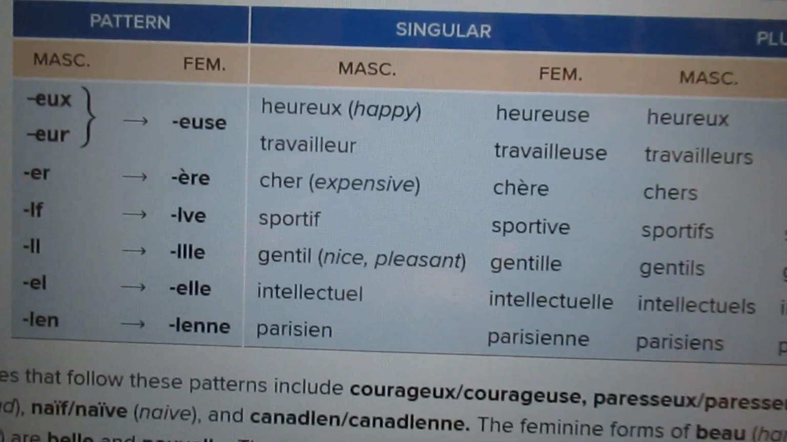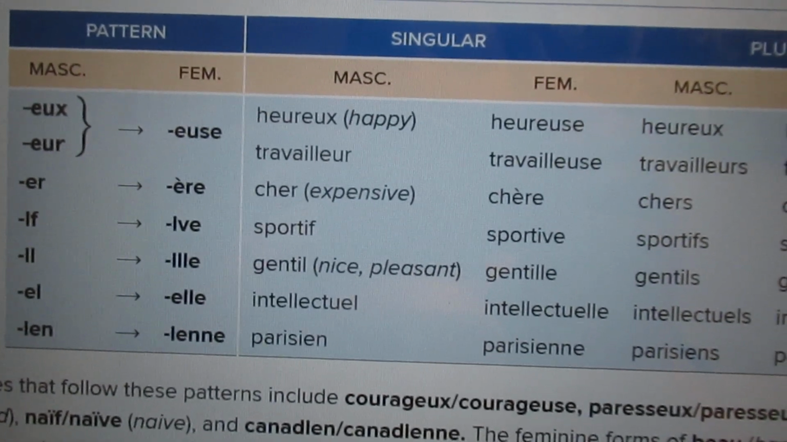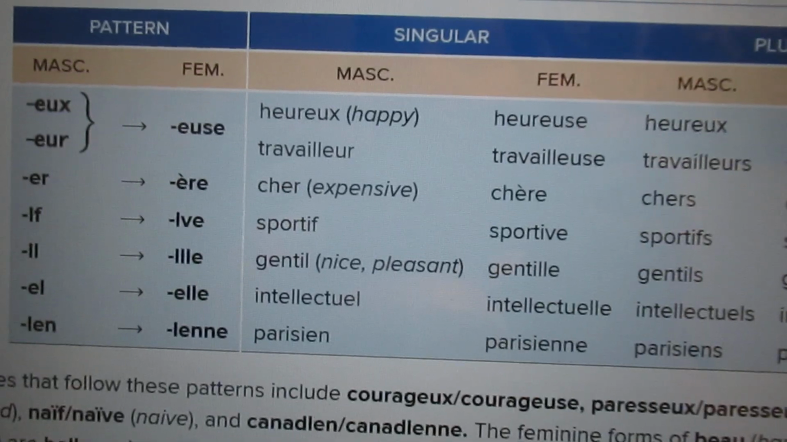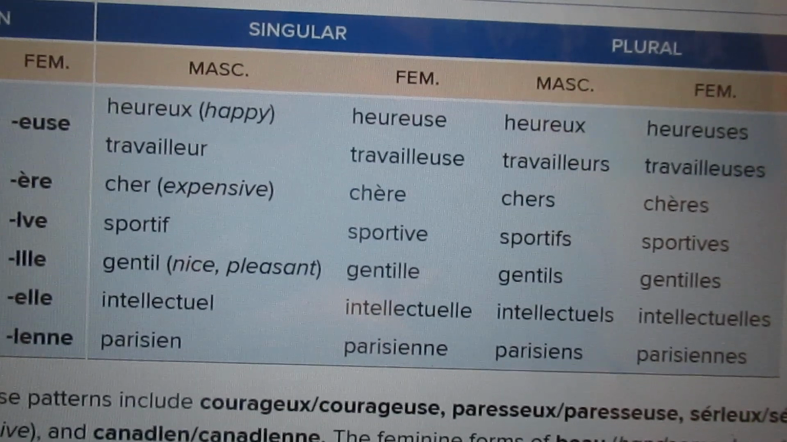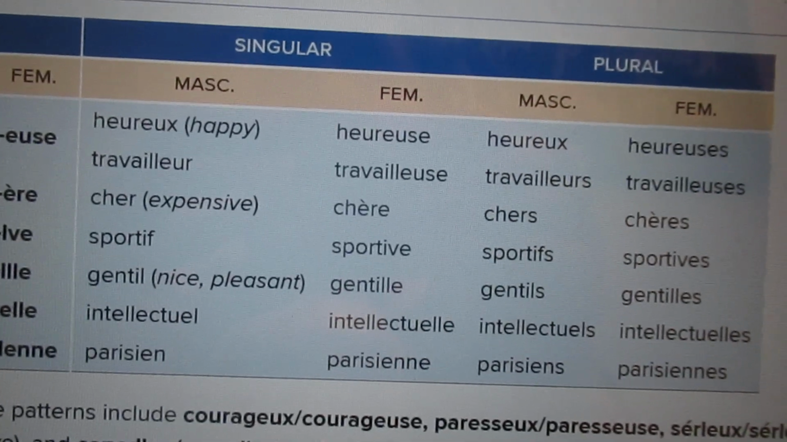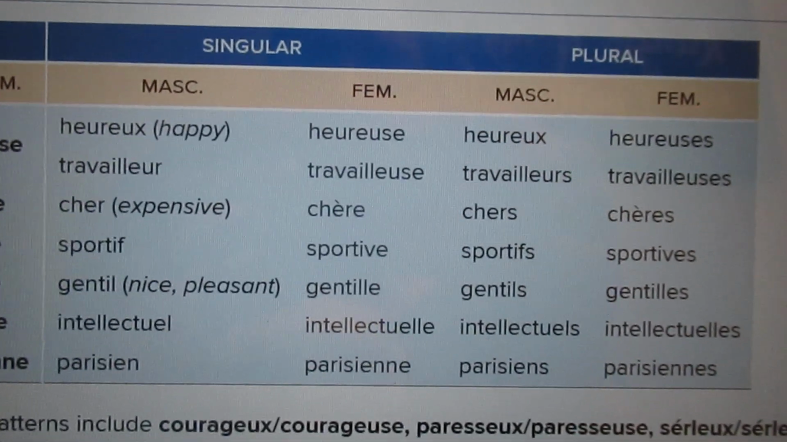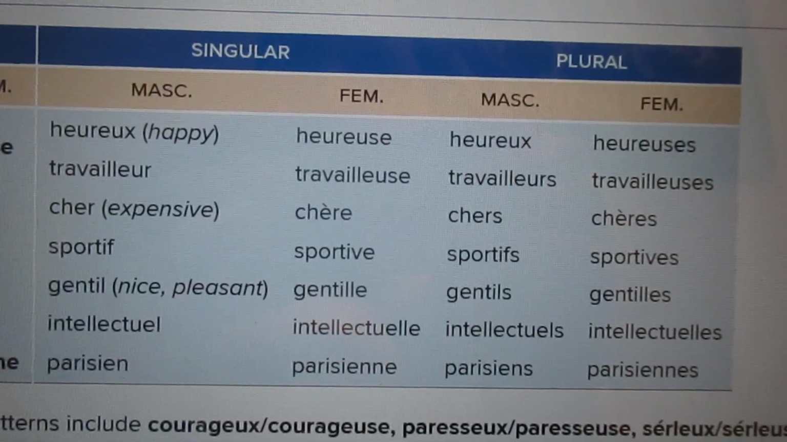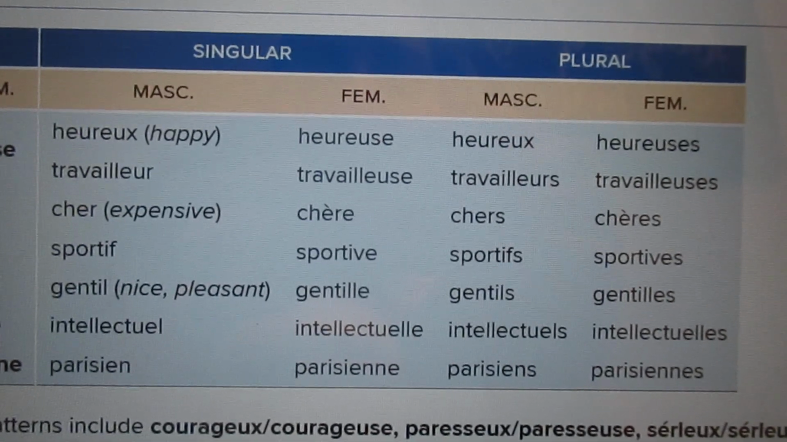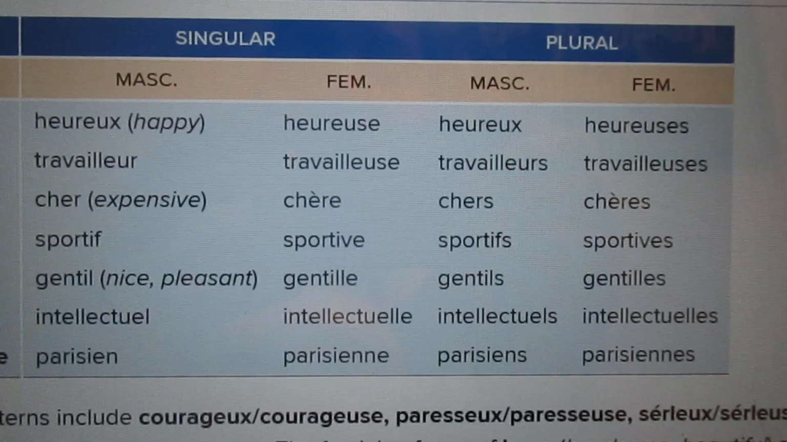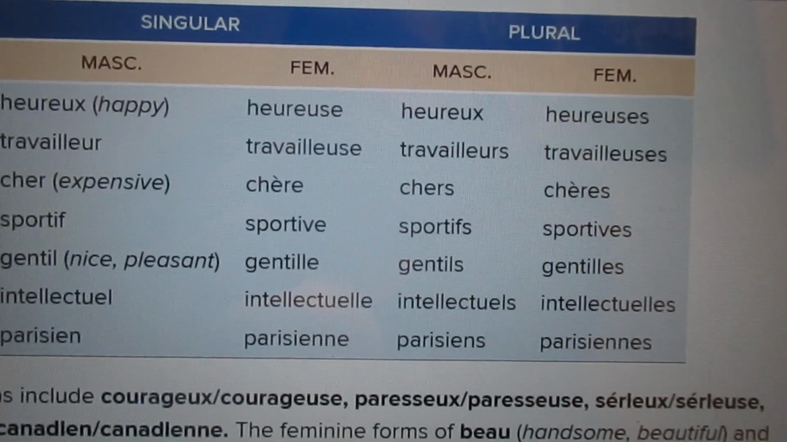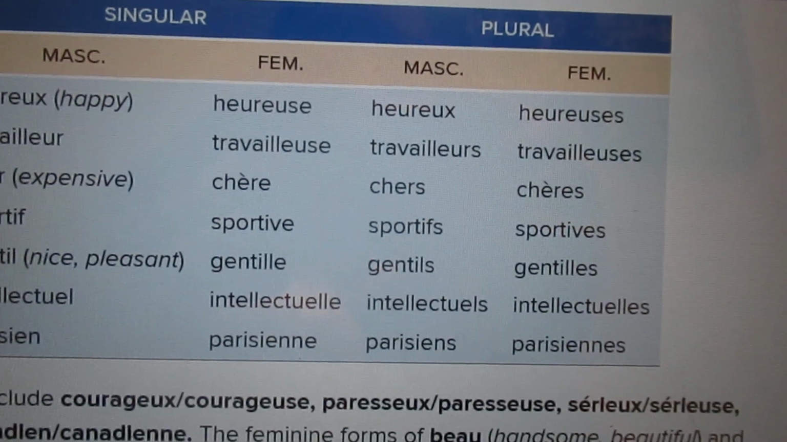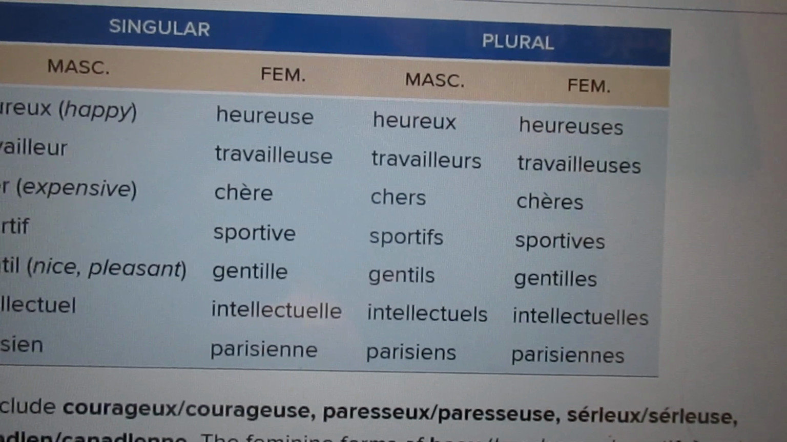Then we have adjectives that end in IF. And the feminine is going to have an IVE. So sportif, right? Jean est sportif. Mais Marie est sportive, right? It changes to that IVE. Now the masculine, if it's more than one, if there's a group of people, right, we're just adding the S. And the feminine plural, once we make it feminine, sportive, we can just add an S.